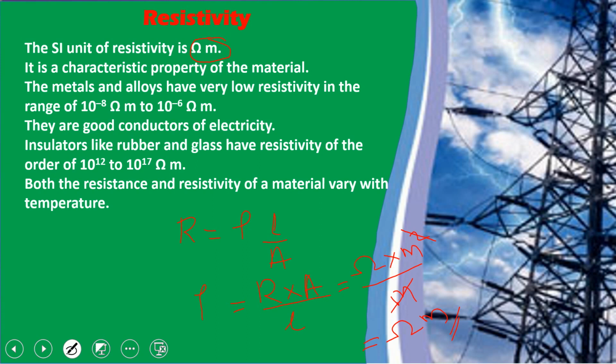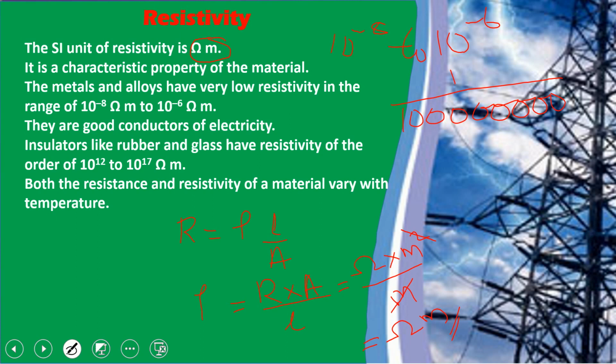Now the resistivity of metals, the good conductors, will be very small. The range is 10 raised to minus 8 to 10 raised to minus 6 ohm meter. 10 raised to minus 8 means 1 upon 1 followed by 8 zeros: 1, 2, 3, 4, 5, 6, 7, 8. It is very small, 1 upon this much order. That is for metals and some alloys.